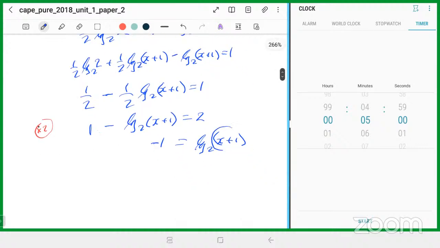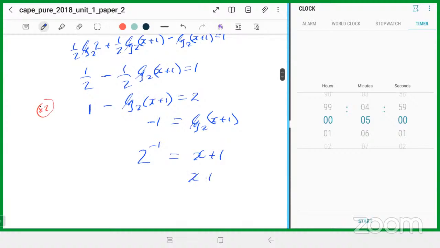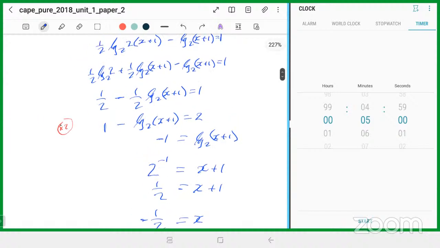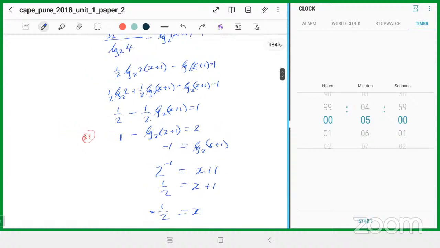So it means that this number is equal to this base raised to this power. So I can say that x plus 1 is equal to 2 raised to the minus 1. 2 to the minus 1 is a half. So x plus 1 is equal to a half, and so x is equal to negative a half. Let's subtract this one. x equals negative a half. That's what I'm getting right there.